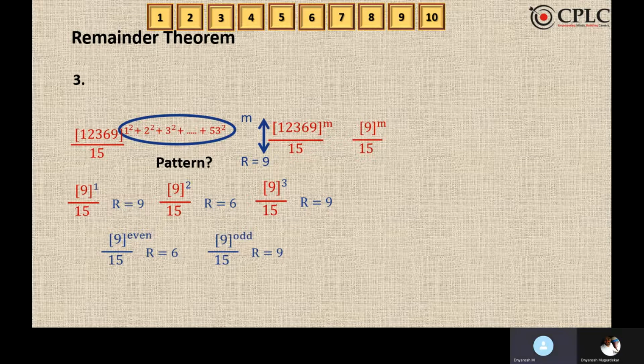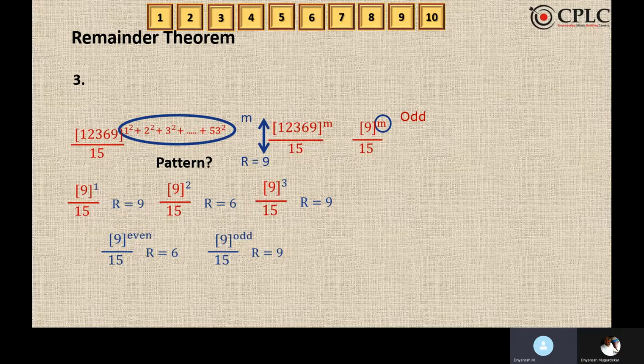And if you remember, this m was what? 1 square plus 2 square plus 3 square and so on till 53 square. To decide whether it is even or odd, we'll need the formula that we did in C3, operation on numbers, that is the sum of the first n squares. The formula was the biggest formula: n into n plus 1 into 2n plus 1 upon 6. When you apply that, you realize the number is odd.